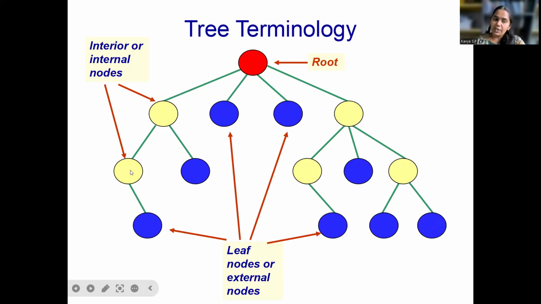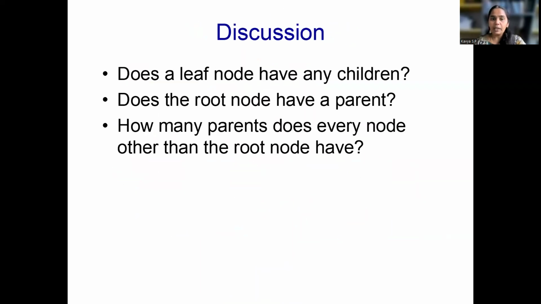Whereas the nodes which I have shaded in yellow have children, maybe one or more than one child. Here, this node has one child. This particular node has two children, and this node has three children. Similarly, this node has one, and this node has two children. So the nodes which have a child node are called internal nodes, and the nodes which do not have a child node are called leaf nodes, right?